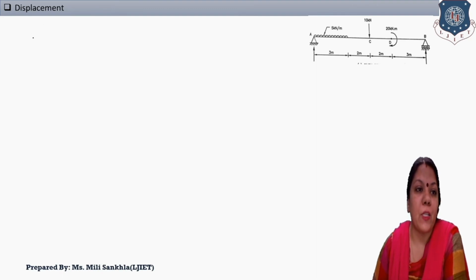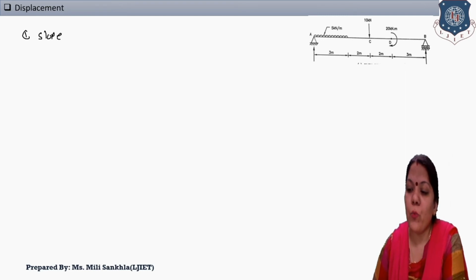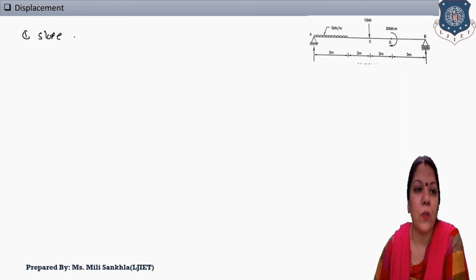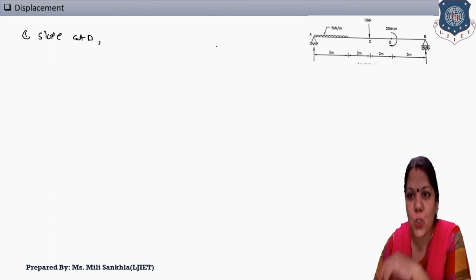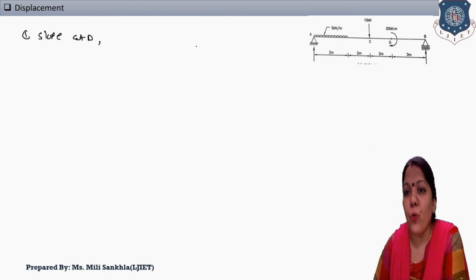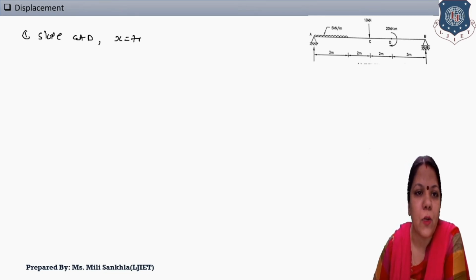Now find out slope and deflection. First, slope. Where is the point of slope? Slope is found at D point. Slope at D point, that means here is this point D. What is the distance? 3 plus 2 plus 2 is 7. Right here at D point, x is equal to 7 meter.